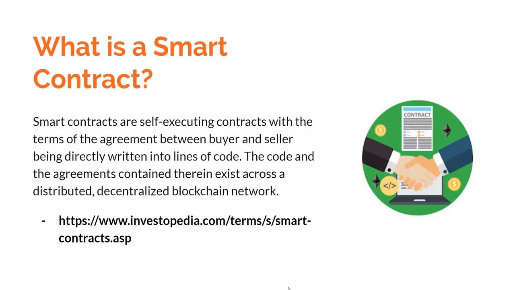Smart contracts are self-executing contracts, with the terms of the agreement between the buyer and the seller being directly written into the lines of code. A smart contract doesn't necessarily have to be money changing hands. It could also be information within the smart contract.